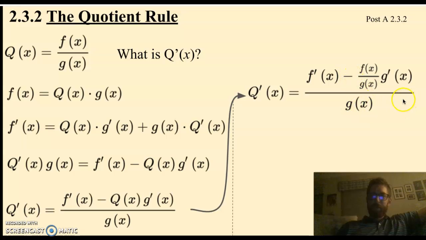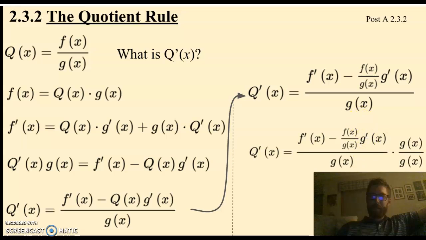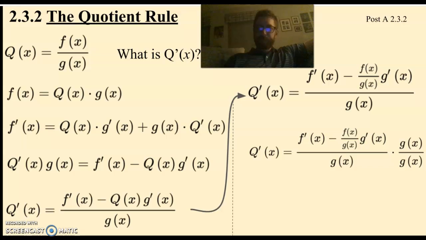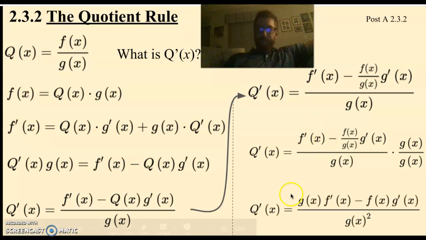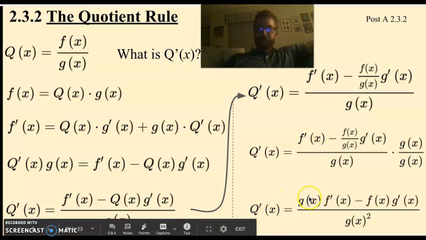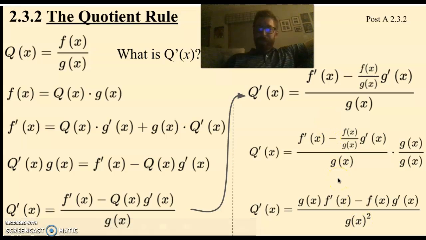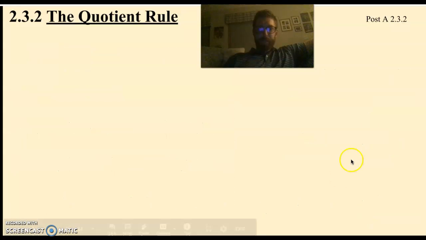And now I'm trying to get the g of x out of the denominator here. So I'm going to multiply both by g of x. And that leaves us with this right here. Q prime of x equals g of x times f prime of x minus f of x times g prime of x over g of x squared. I know what you're thinking. Do we have to memorize that? There's a nice little rhyme that we're going to teach you in a second. You'll never forget it. It's one of the easier things we do in here.